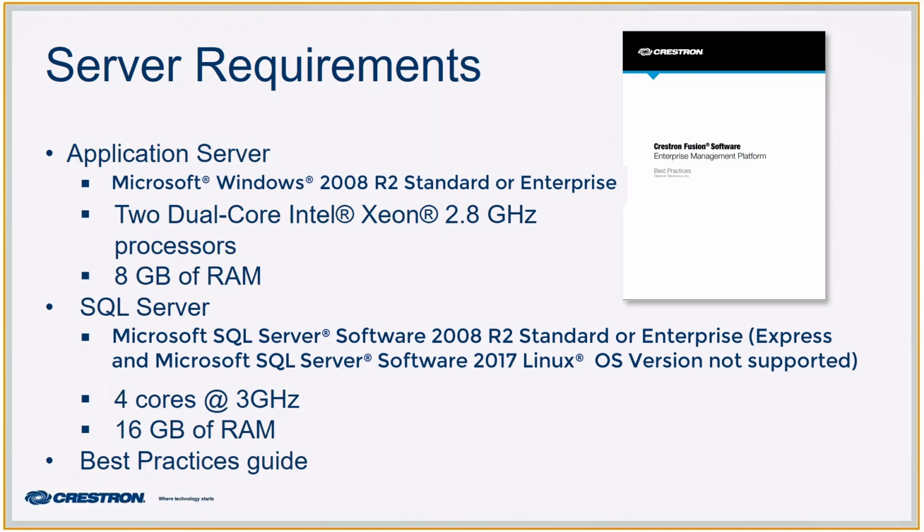Crestron Fusion will also require a separate SQL server as it cannot be running on the same server as the app server. This server will need to be a Microsoft SQL Server 2008 R2 standard or better, but Fusion does not support Express or 2017 Linux versions. We recommend following Microsoft guidelines for building the server, but it must have 4 cores and 16 GB of RAM. For any additional information on system requirements, feel free to consult the best practices guide found on our website.